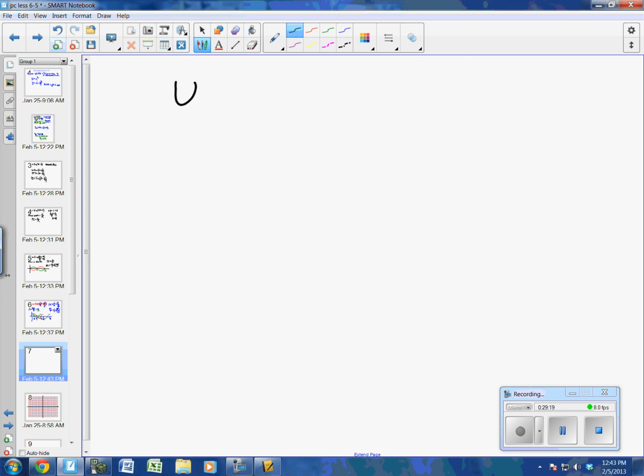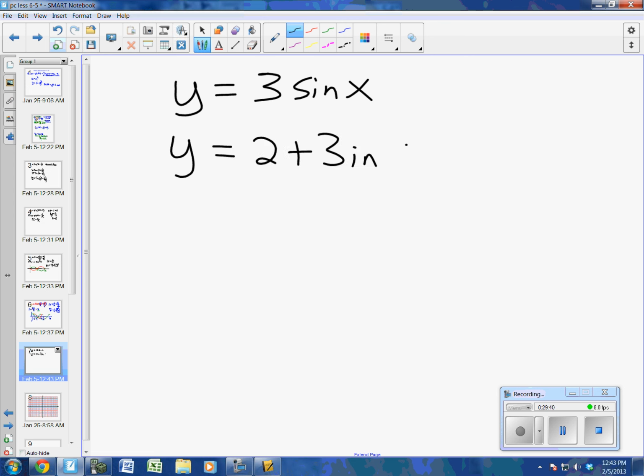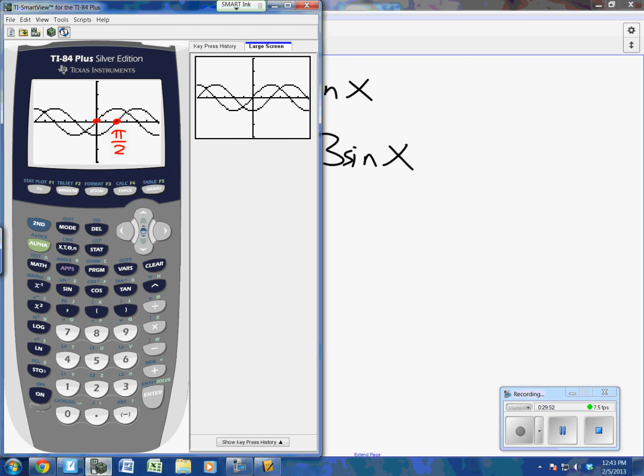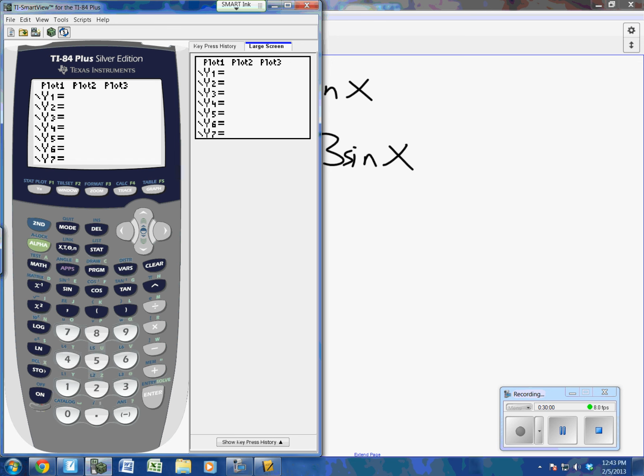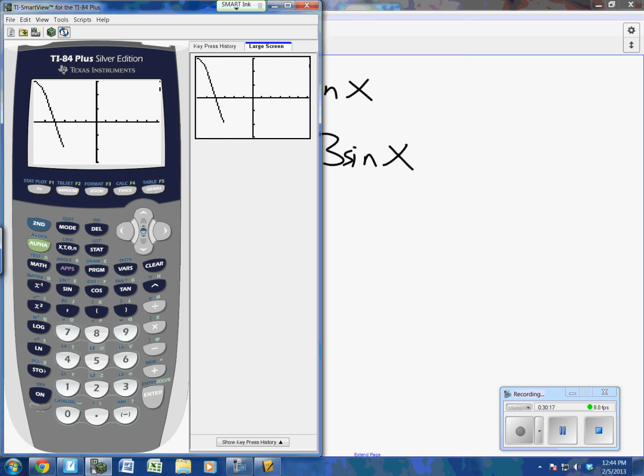So let's say I have the function y equals 3 sine of x. How am I going to get it to move up 2 units? Add 2. Okay, so if I did this, 2 plus 3 sine of x, it's going to move up 2 units. Everybody, take your calculator out. We're going to put those 2 functions in here. Go to your y equals, and I want you to put in 3 sine of x and 2 plus 3 sine of x. And we graph them.